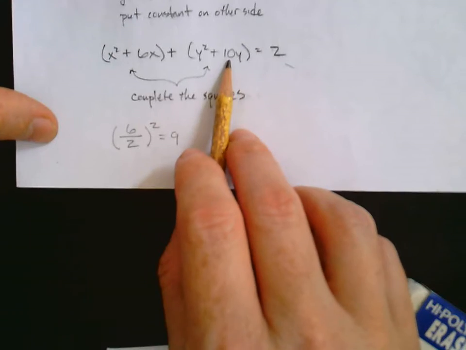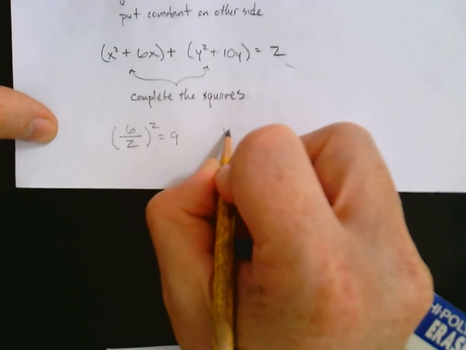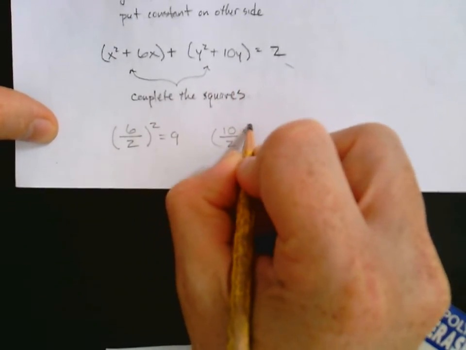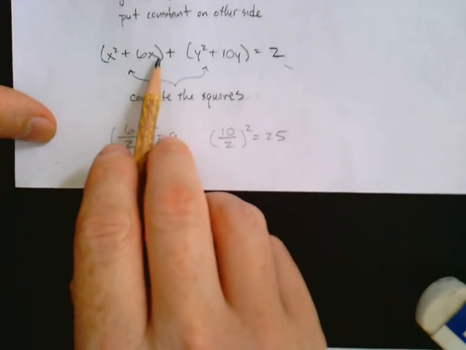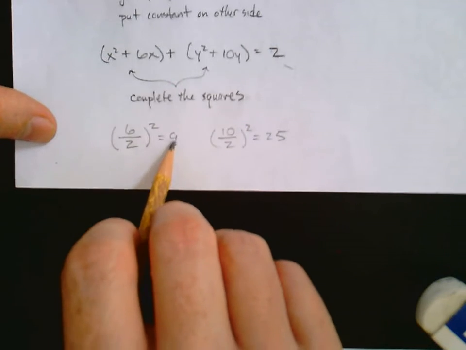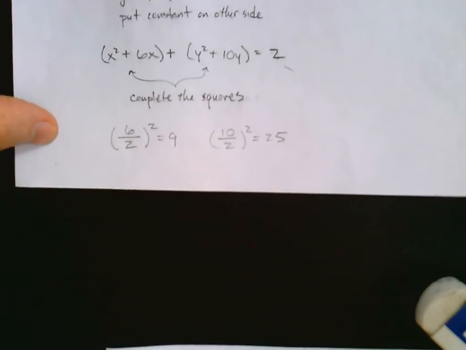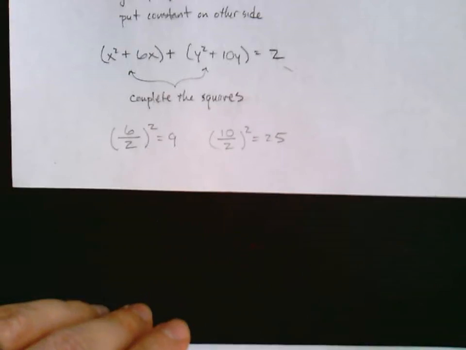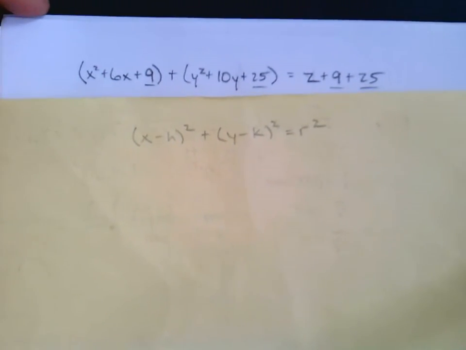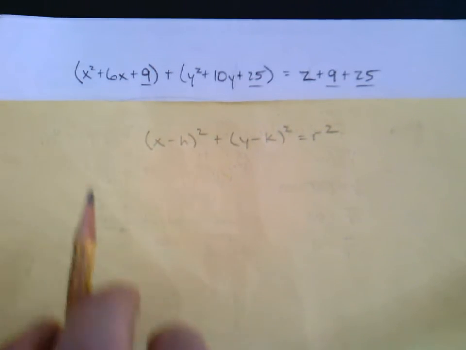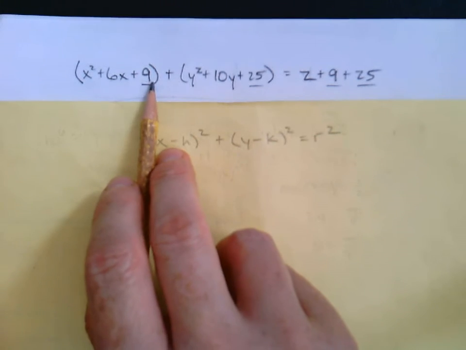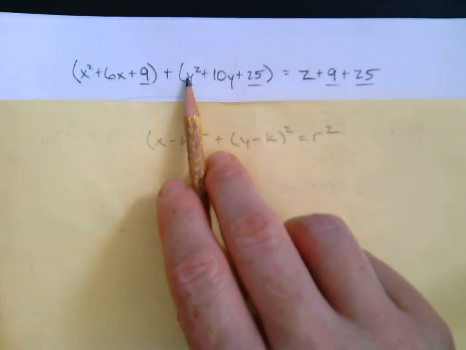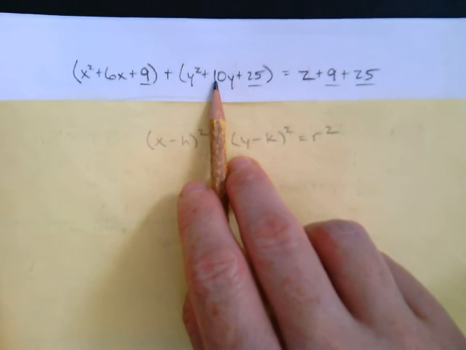And then over here, same idea with the y's. Take half of that 10, and then square. That's what we add inside the parentheses. We'll put a 9 in with the x, we'll put a 25 in with the y. So we've completed the square here on the x, half of 6 squared, and completed the square here with the y's, half of 10 squared.